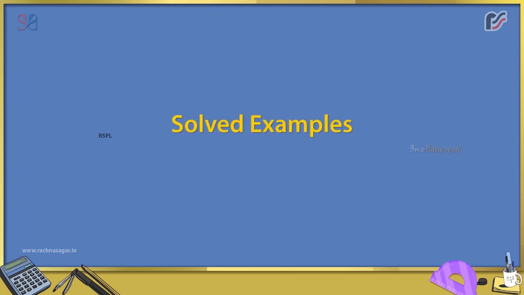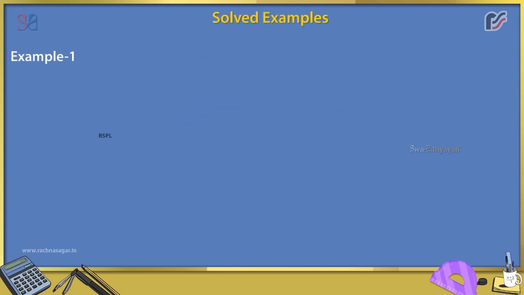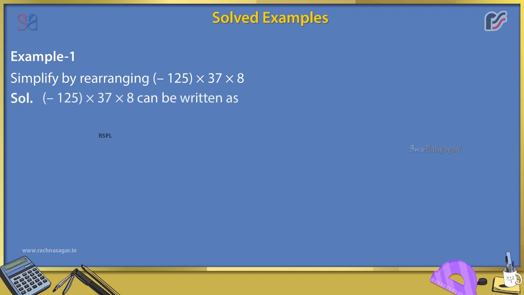Solved examples. Example 1. Simplify by rearranging (minus 125) into 37 into 8. Solution: (minus 125) into 37 into 8 can be written as (minus 125) into 8 into 37, which is equal to (minus 1000) into 37 is equal to minus 37,000.